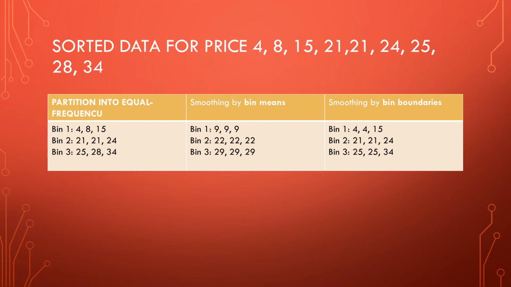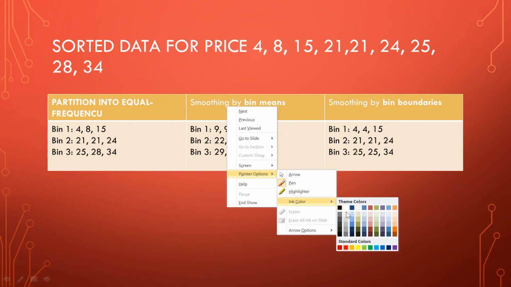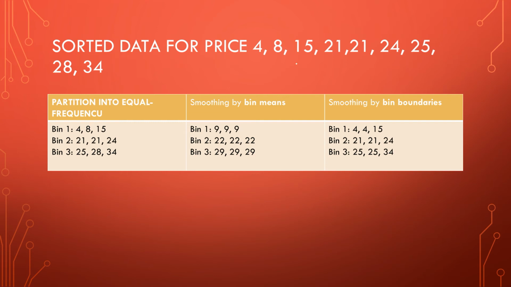In a partition, it is partitioned into bins of equal frequency. We have 3 values per bin. In bin 1, we have 4, 8, and 15. The next one is bin 2, with 21, 21, and 24. And then the next one is bin 3, where we have 25, 28, and 34. This is what we see here. As I've said, we separated it into 3 values, and this is the frequency for the different bins.